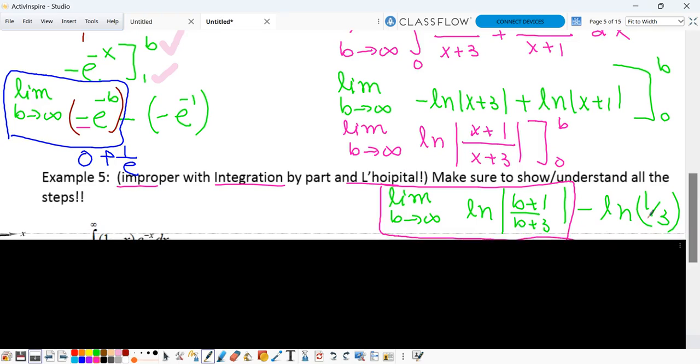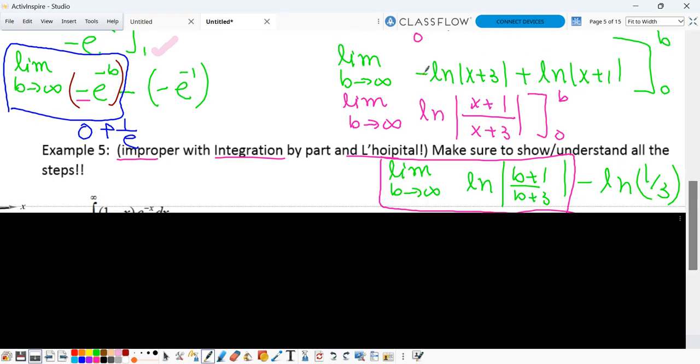So let's talk about here. If I am going step by step, expect something like this in the test all the time because they are very popular in the AP exam. So ln of x plus 1 over x plus 3. If I substitute b, ln of b plus 1 over b plus 3. And this becomes ln 1/3.